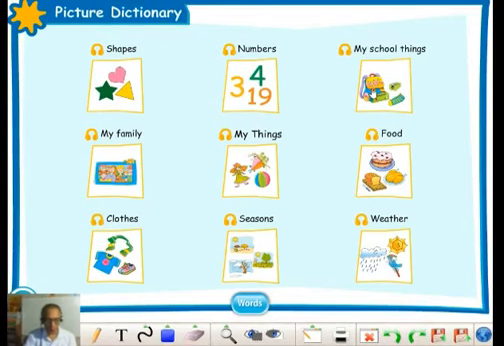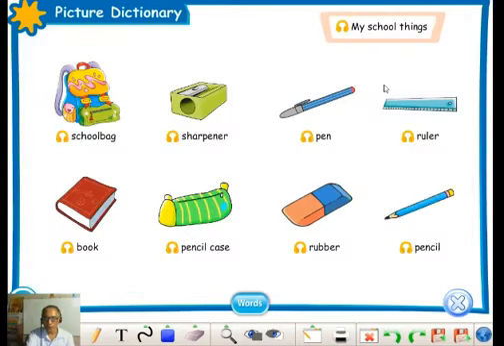Well, today we are going to learn about my school things. Repeat. My school things. My school things. Listen and repeat. School bag.